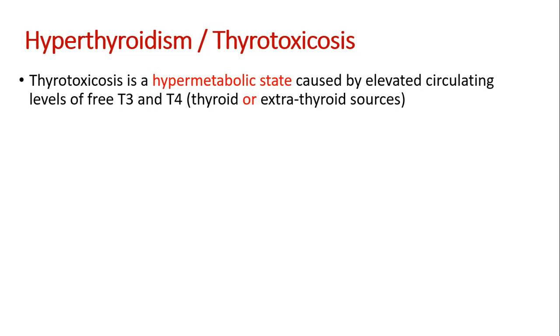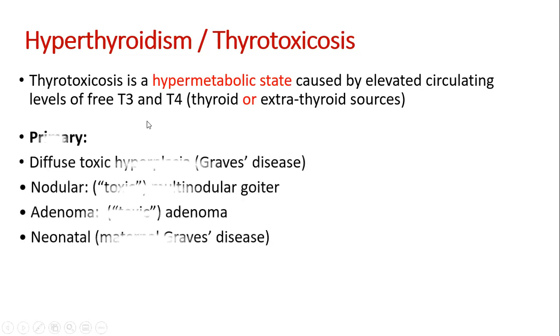So thyrotoxicosis is a hypermetabolic state caused by elevated circulating levels of thyroid hormone, that is T3 and T4, which can be sourced from thyroid gland or at times extrathyroid sources. That can be possible in neoplasms, struma ovarii. This is a condition we are going to talk about very soon in the coming weeks, in the ovarian disorders. So the causes for hyperthyroidism, this is once again an important point from the exam point of view.